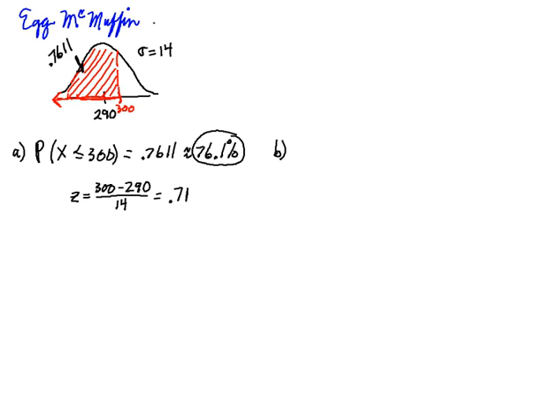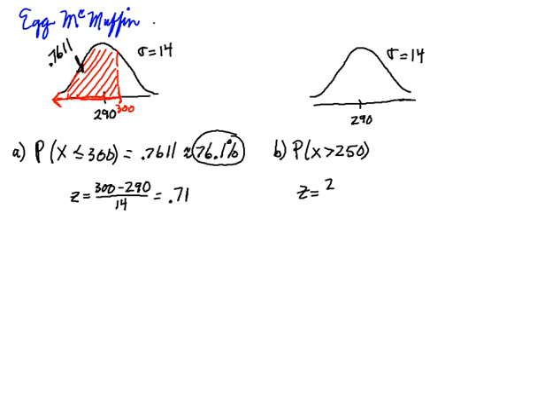B is more than 250. I'm going to go ahead and draw the distribution again. More than 250. Well, let's see. Probability that X is, it says more than 250. Now 250 is to the left of 290, and the standard deviation is 14. So that's almost 3 standard deviations to the left. Let's check the z-score on that.